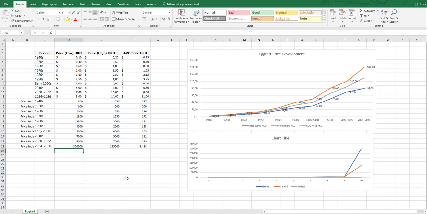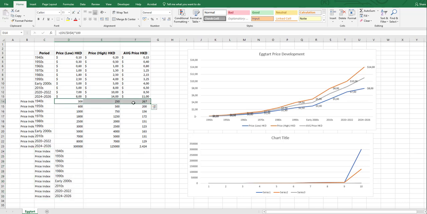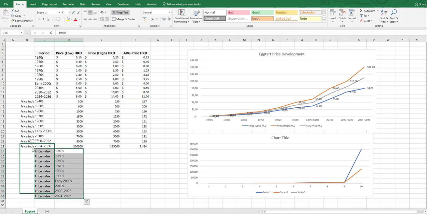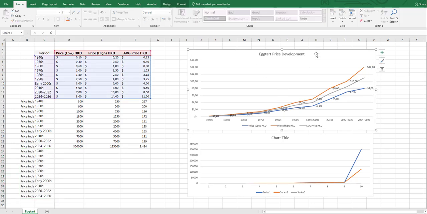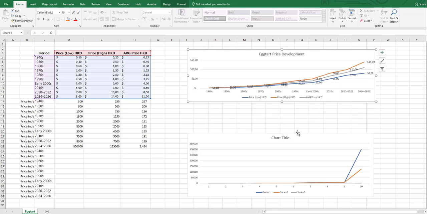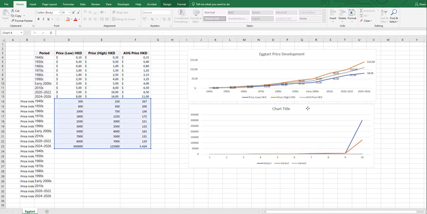And we can also do a rolling price index, I will copy the formula. A rolling price index doesn't compare to the base year, but it compares the data to the previous year always. So that means this one divided by this one times 100.